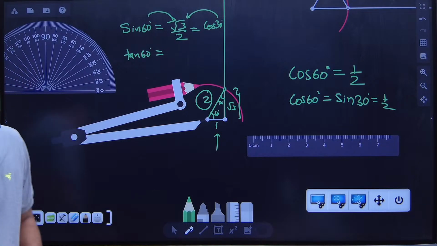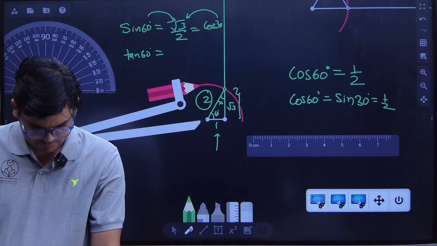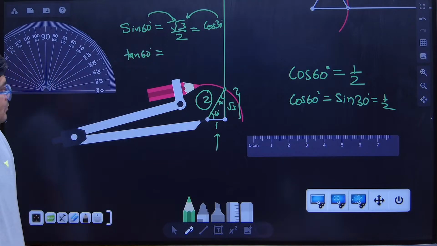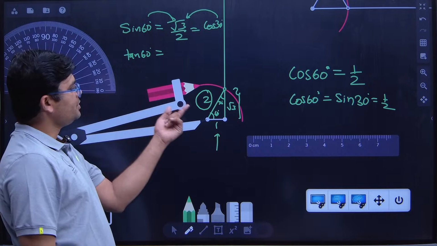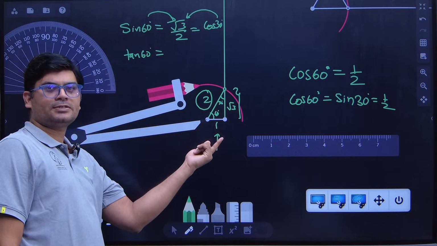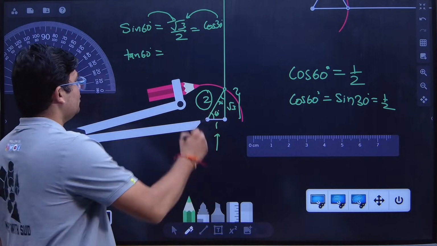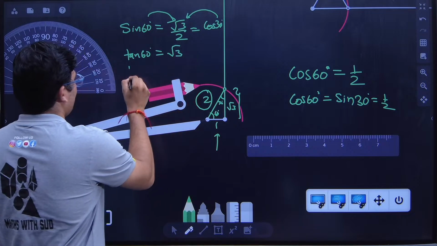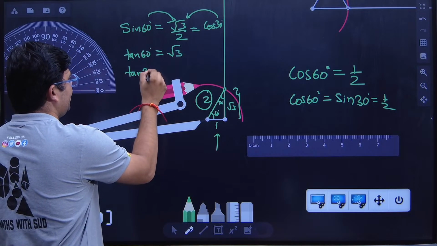Tan 60 degrees will be 2 by root 3? Would it be opposite? No, tan 60, my dear, is perpendicular upon base. Oh, so root 3 by 1. Yes, root 3. Can you tell me what will be tan 30 degree?